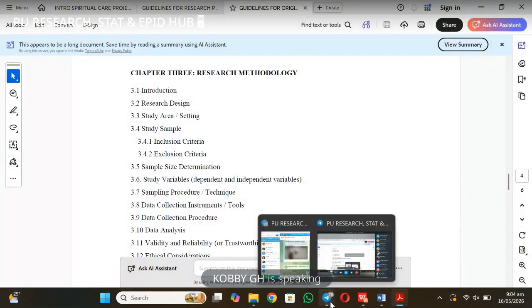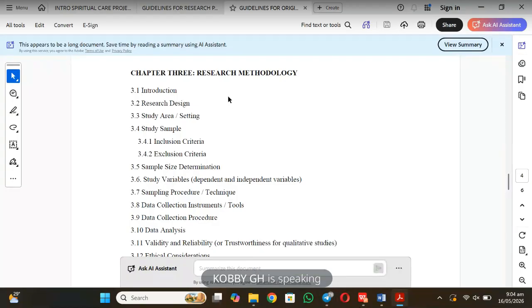Okay, so in our previous meeting, we've been focusing on chapter 3. Yes, and chapter 3 is research methods, the research methodology. Is that okay? Now, basically, at this level, when we say research methodology, you should know everything that goes into research methodology. First of all, that is where we do the research design.